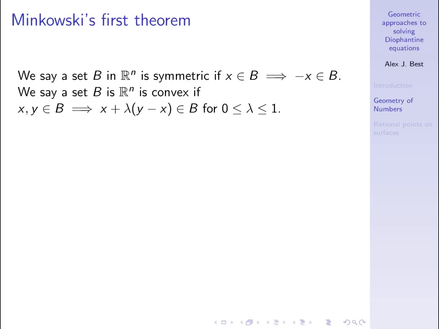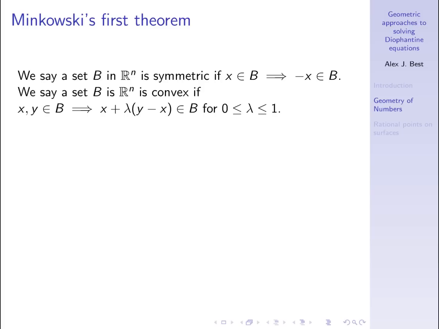And we're also going to say a set B in Rn is convex if x and y are in the set, then every point on the line joining them is also in the set. So we can write this in symbols, and we've got it there.